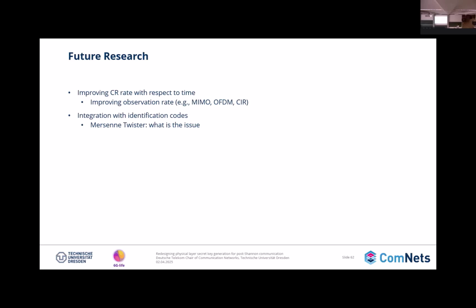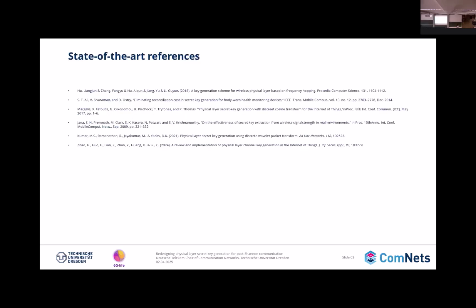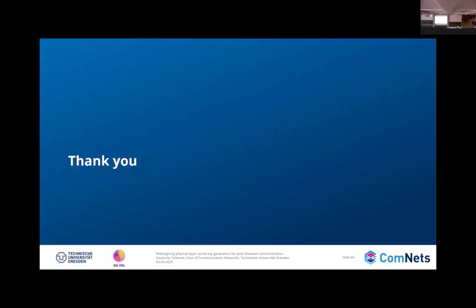But then the question is, we already have the Mersenne Twister algorithm, which has really good periodicity for a software-based random number generator. And then we are trying to also analyze what is the issue and what it is that we could do here that makes it distinct from the Mersenne Twister algorithm. So these are some of the state-of-the-art references that we used. And thank you very much for listening to my talk. And yeah, I'm free to questions.